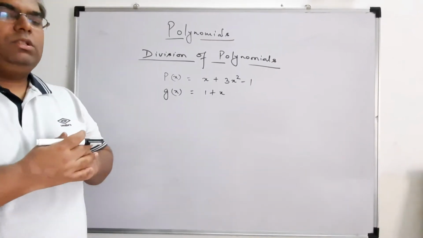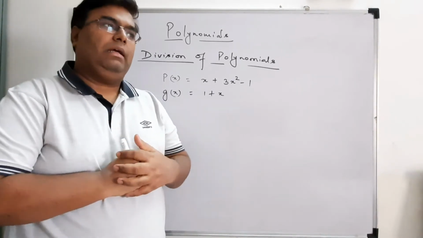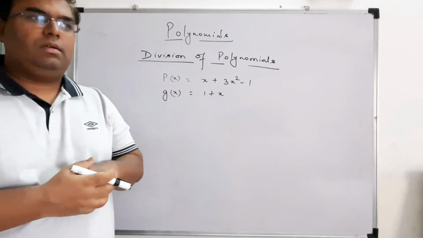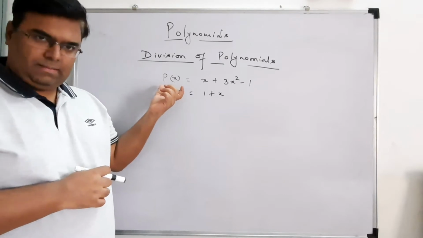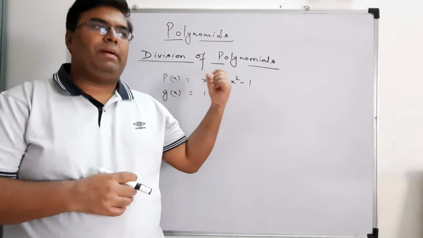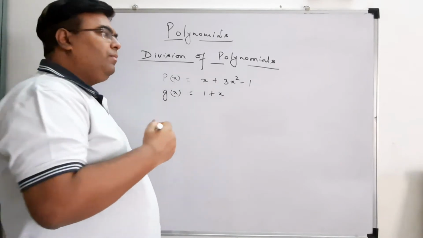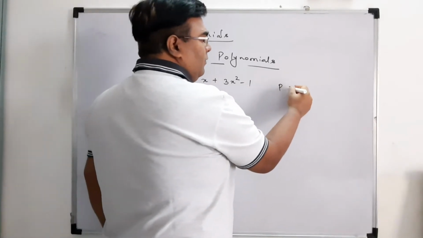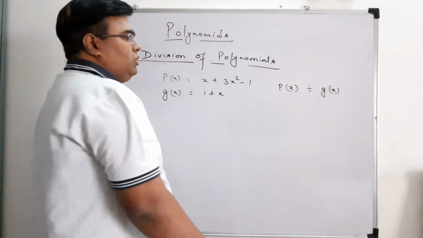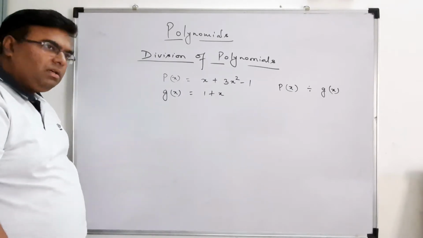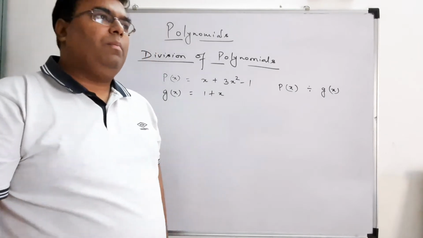Now, after learning about polynomials, their degree and zeros, we are interested in division of polynomials. Here I have taken a simple polynomial p(x), which is x plus 3x square minus 1, and g(x) is 1 plus x. Now we want to know what will happen if p(x) is divided by g(x). In earlier classes we have learned how to do the long term division of polynomials.